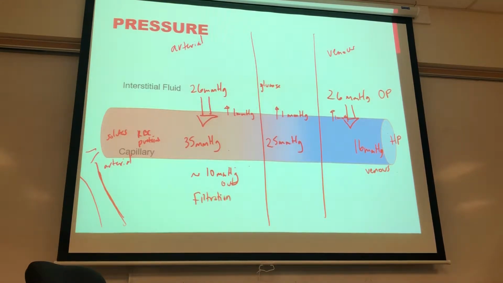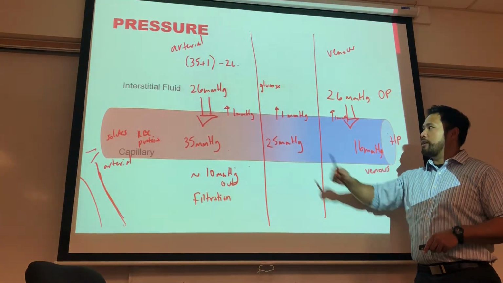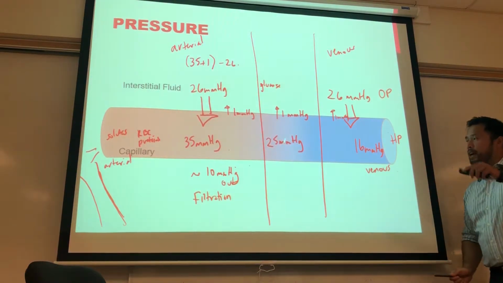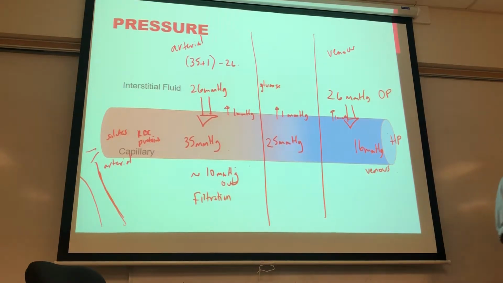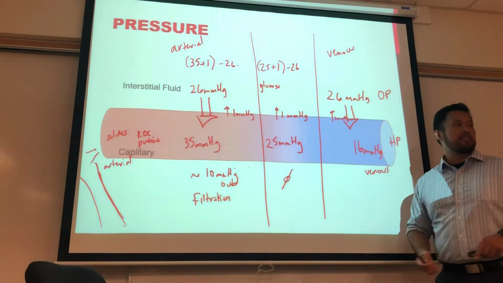How did you put that again? 35 plus 1 minus 26. Is that right? Yeah. Now on the other side, I've got 25 millimeters of mercury, again hydrostatic pressure, that's the blood pressure in the capillary, plus 1, 26, minus the 26 of osmotic pressure pulling fluid in. So 25 plus 1 minus 26 comes out to 0. So the same amount of water molecules that move out will get pulled back in. So net movement is 0.